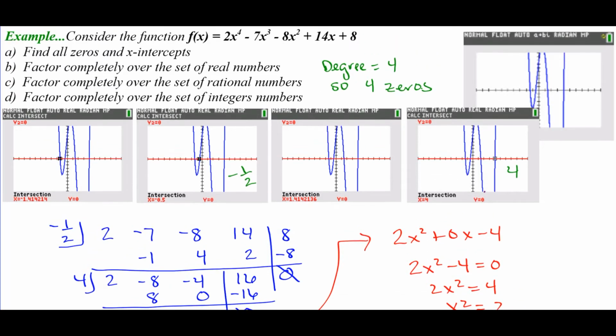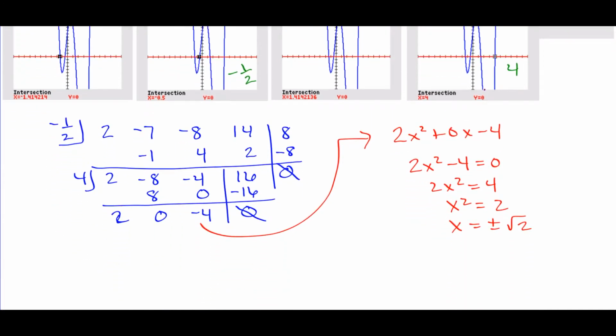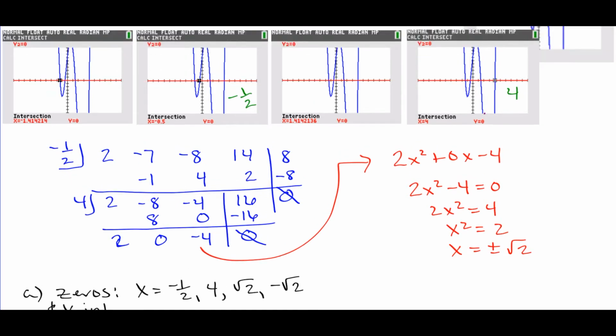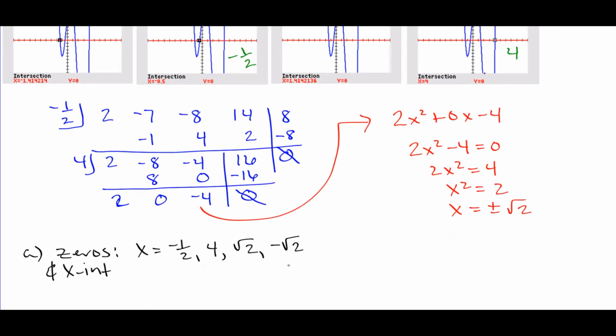So now I have the information to answer the questions that they gave me. They asked me to find all the zeros and the x-intercepts. So for part A, my zeros are x equals -1/2, 4, radical 2, negative radical 2. All of those are also x-intercepts because they're real numbers. So my zeros and my x-intercepts are the same values. All right, so then moving on, part B asks us to factor completely over the set of real numbers. So all of these zeros are real numbers, so we should be able to work pretty easily from that.